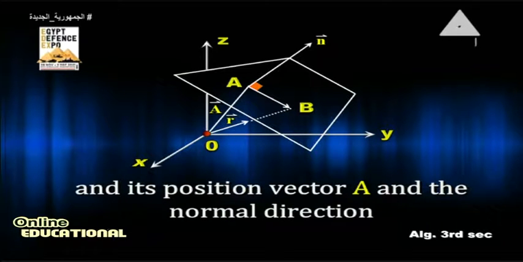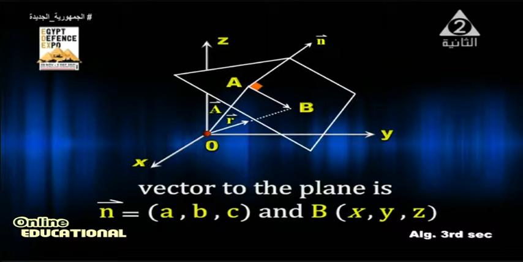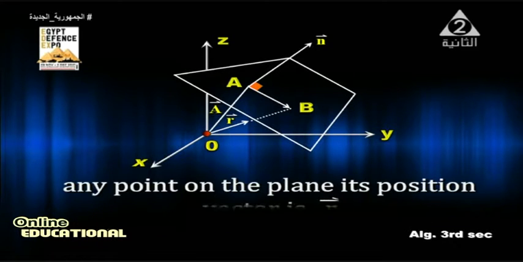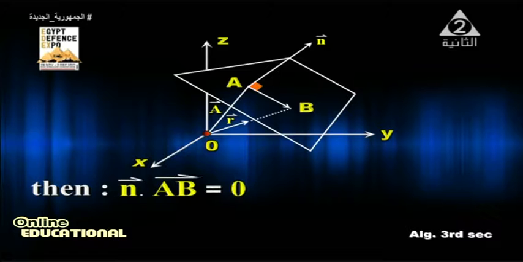Position vector of A and the normal direction vector n (A, B, C), and the point B (x, y, z), any point on the plane, its position vector is R vector. Then n dot AB, or scalar product of AB, equals 0. Why? Because of perpendicularity. We know from solid geometry that when two vectors are perpendicular, then the dot or scalar product must equal 0.